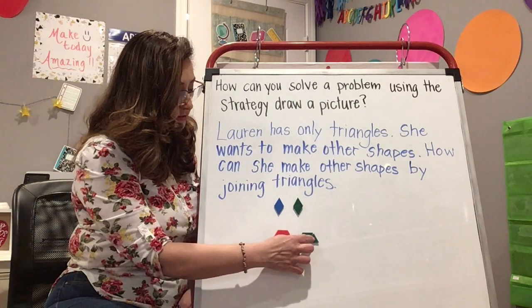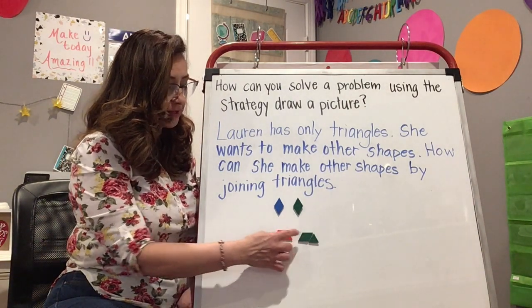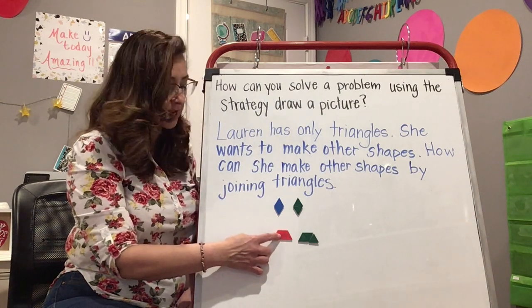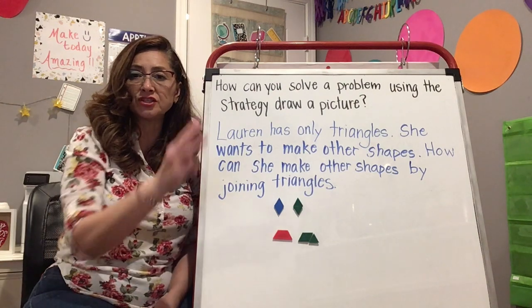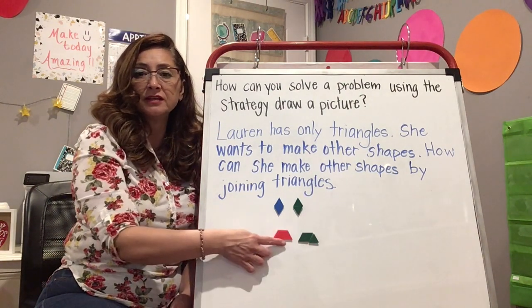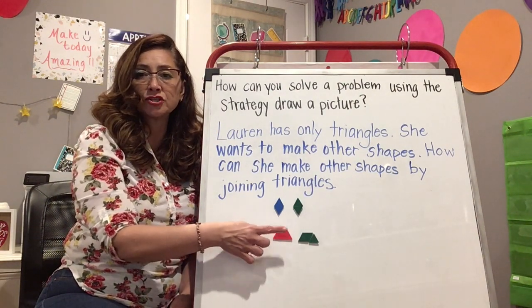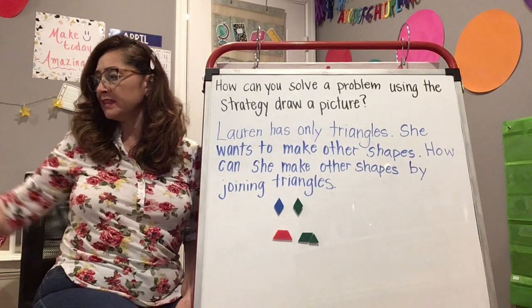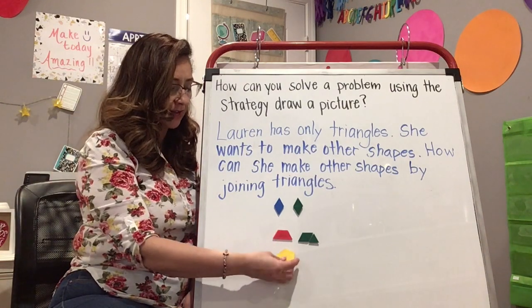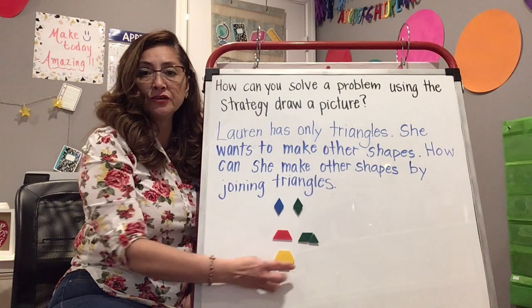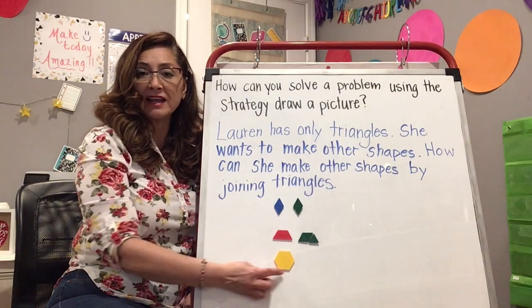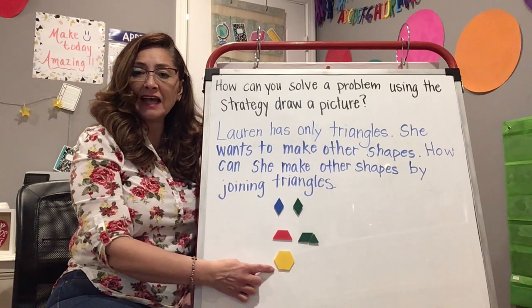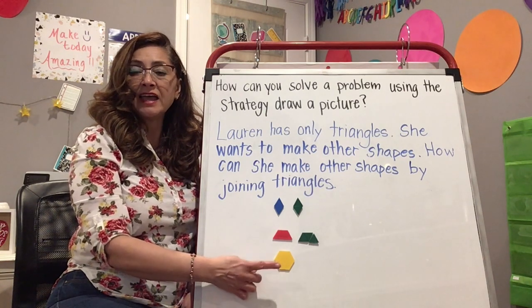Now, she used how many triangles to make that trapezoid? Let's count them. 1, 2, 3. That's right, she used 3 triangles to make this trapezoid. Now, let's take a look at her last shape. You know this shape because we learned that shape in our last lesson. That shape is the hexagon.